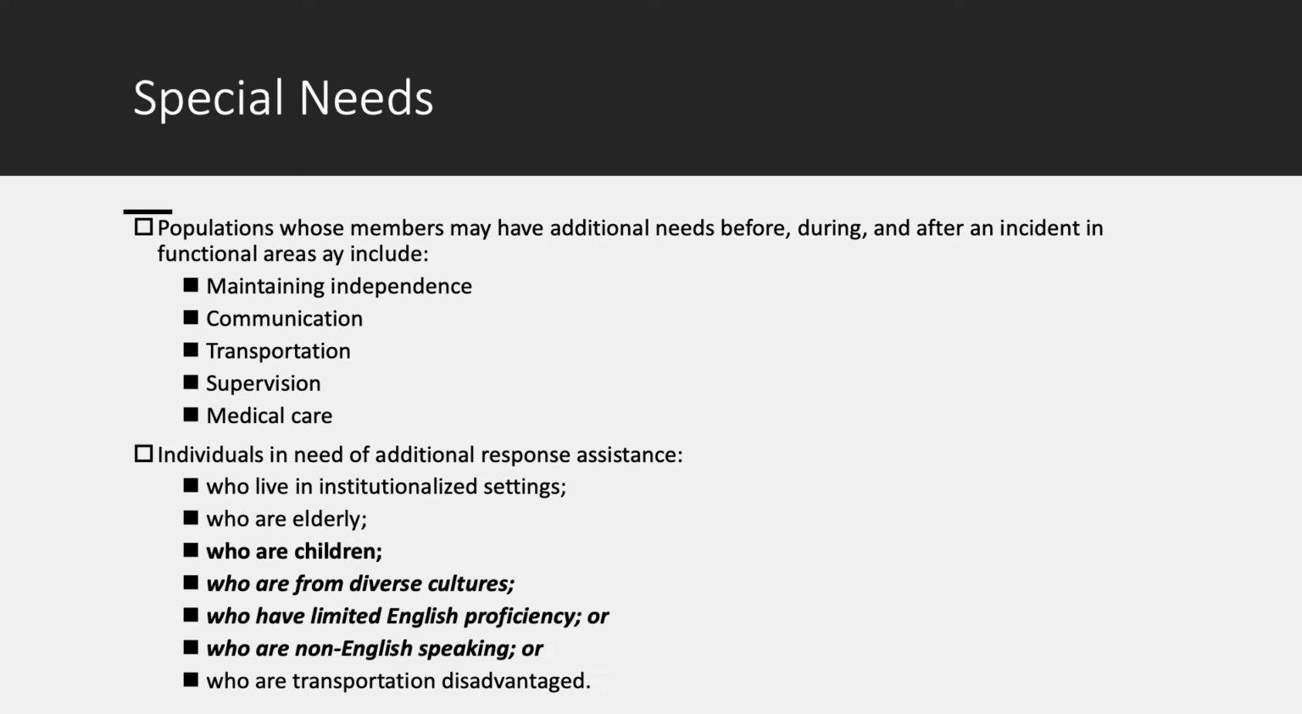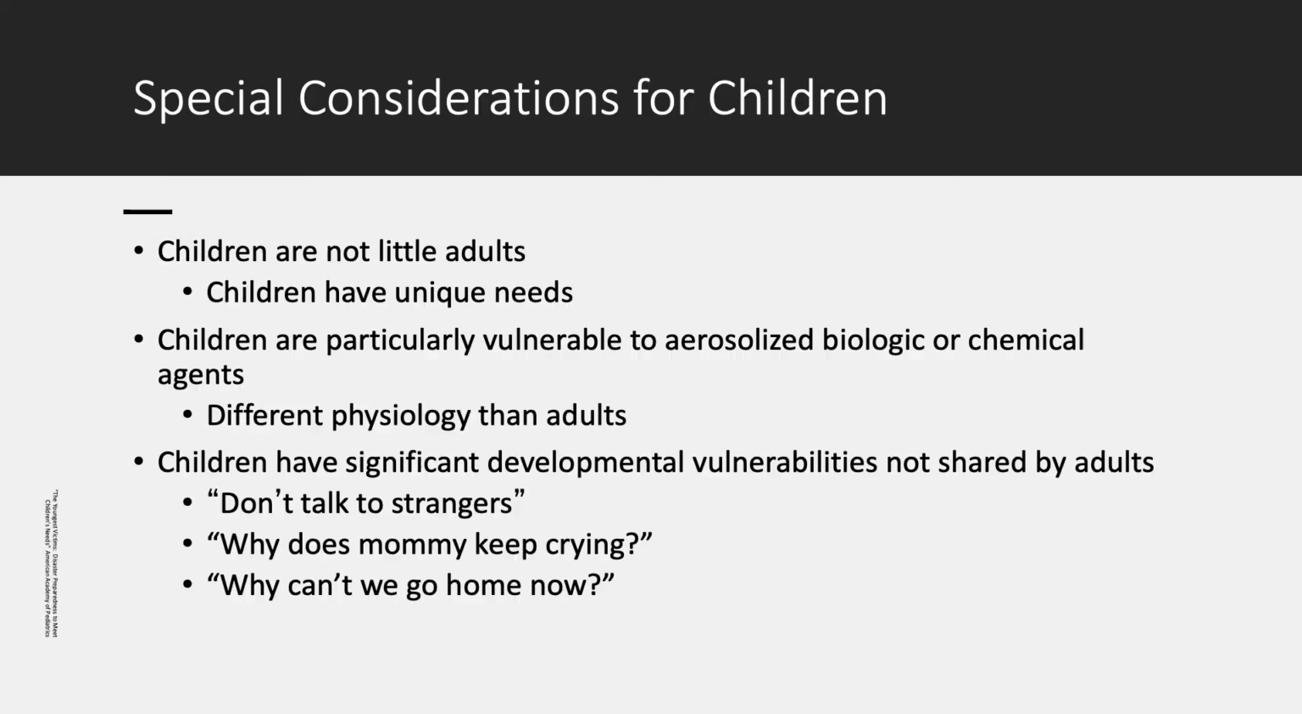They may be in this category because they need assistance maintaining independence, they have communication issues, transportation issues, supervision issues, or they need medical care. Individuals in need of additional assistance are people who live in institutionalized settings, who are elderly, who are children, who are from diverse cultures, who have limited English proficiency, or who are non-English speaking, or who are transportation disadvantaged. And remember, we saw this in Hurricane Katrina and Rita. The people without transportation were not able to evacuate.